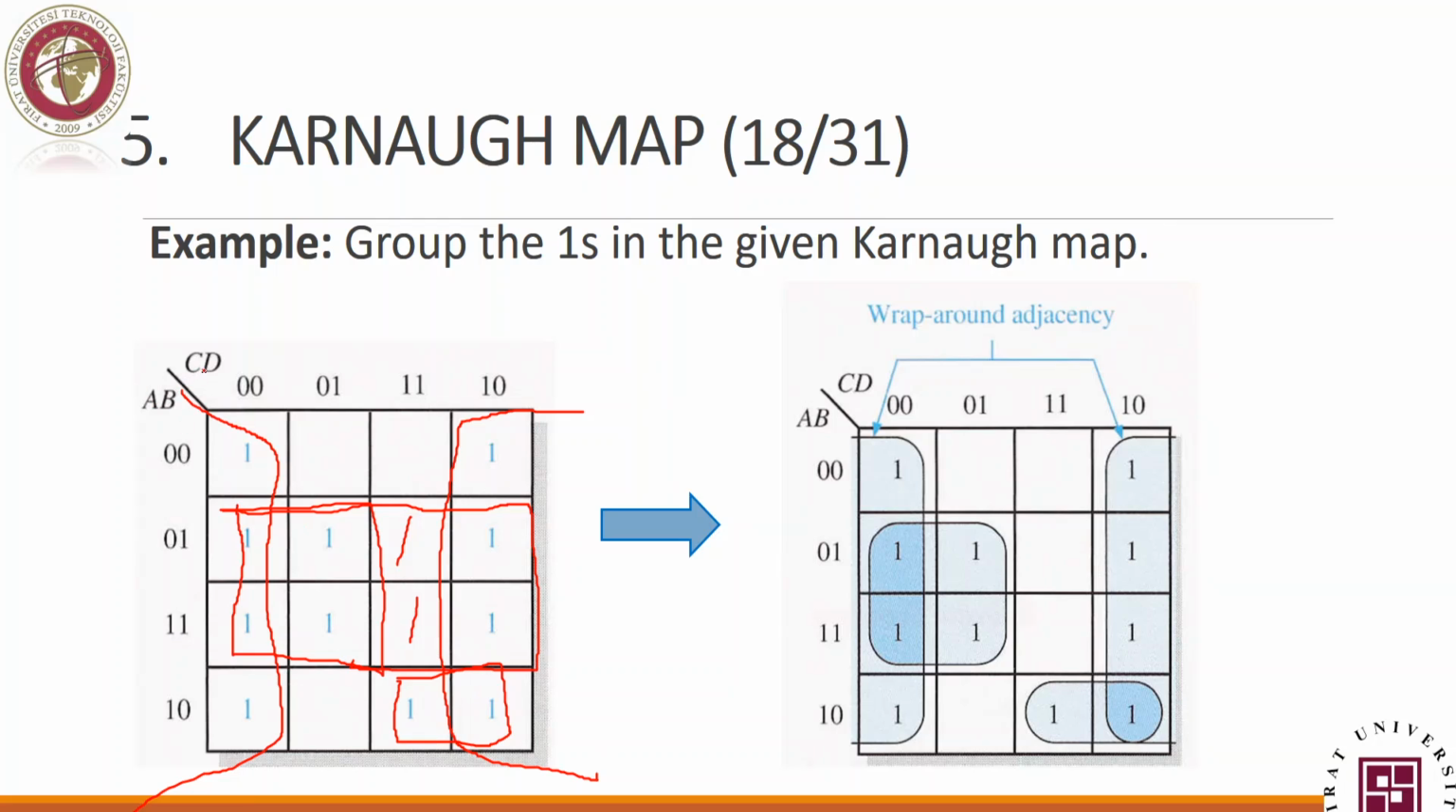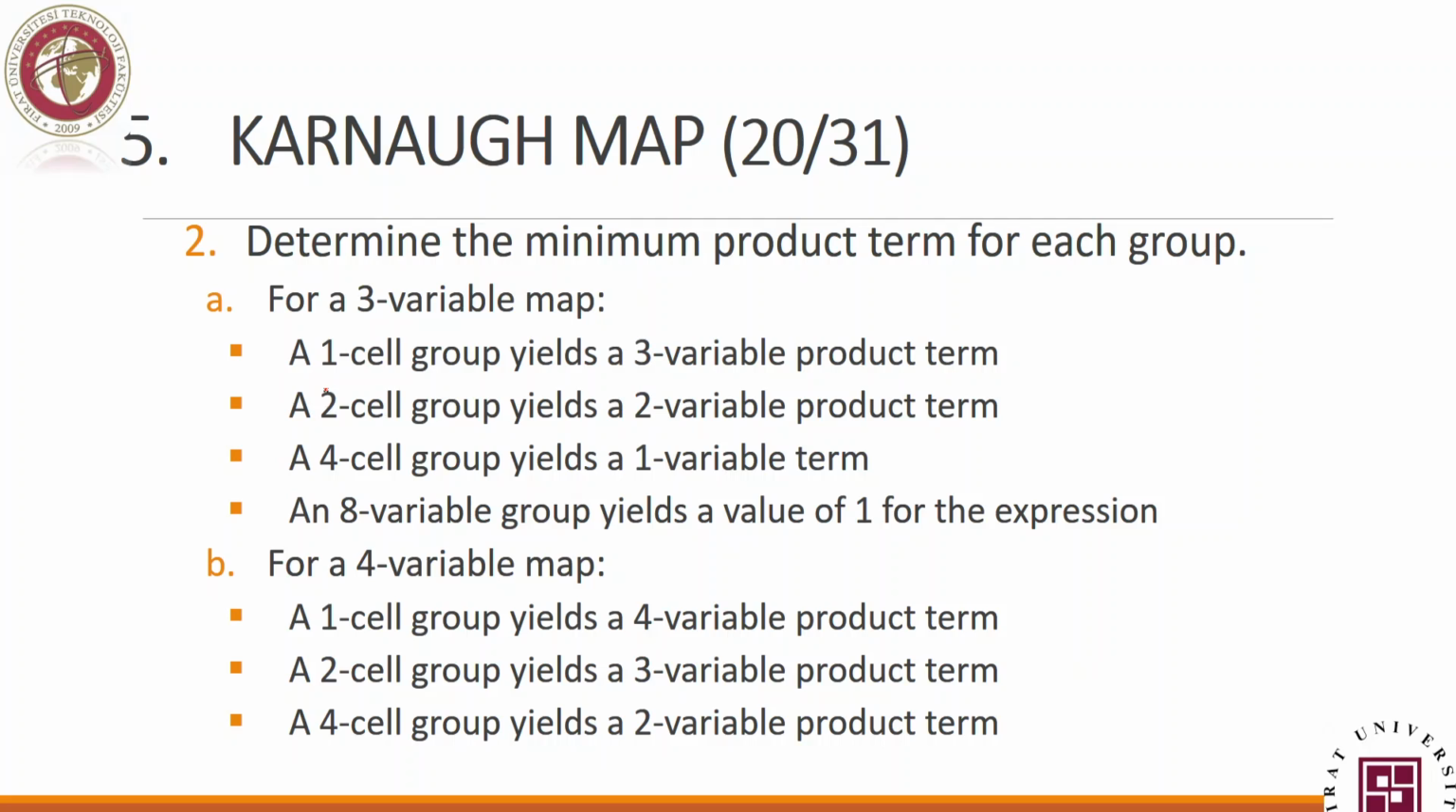These will be reduced to only 1 variable, and we will see how. If we have 4, it will be reduced to 2 variables. If we have 2, it will be reduced to 3 variables. If we have 1, it will remain all variables. Okay? This is the way I explain about it.